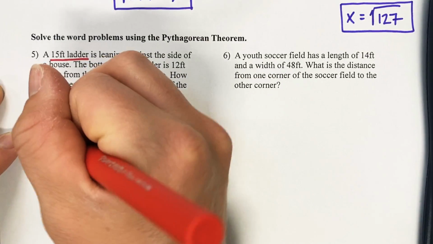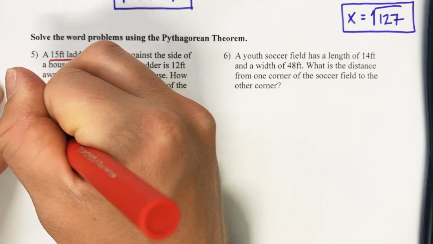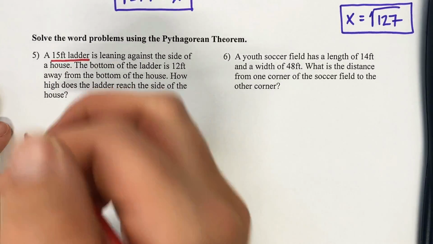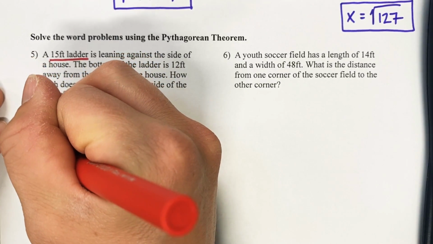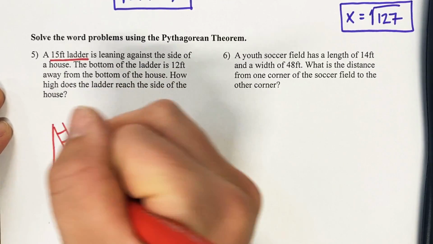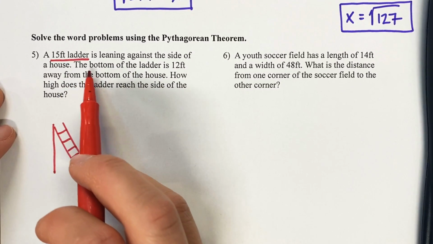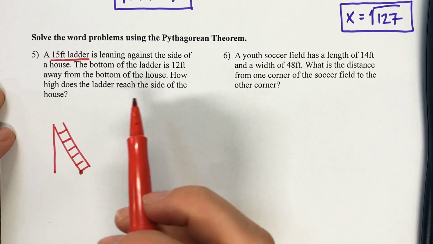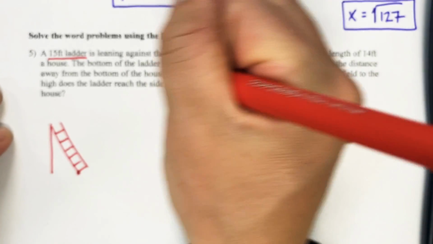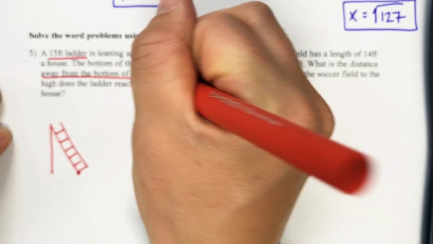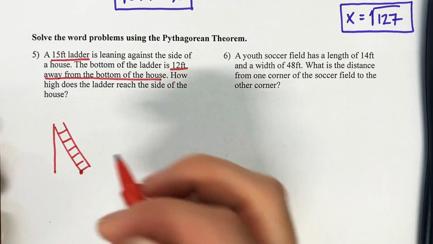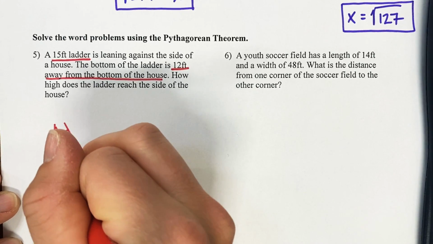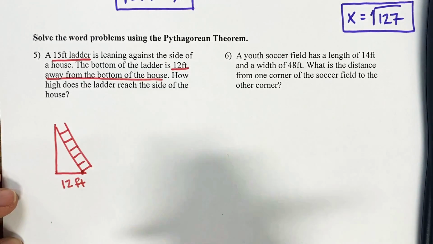All right, let's draw this. So I got my ladder here. It's leaning against the side of a house. I'm just going to draw that as my side of the house. The bottom of the ladder, which is right here, is 12 feet away from the bottom of the house. Notice how I'm underlining things that I might think are important. So we have 12 feet away from the bottom of the house. So this right here is 12 feet.